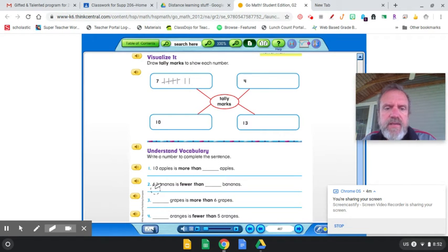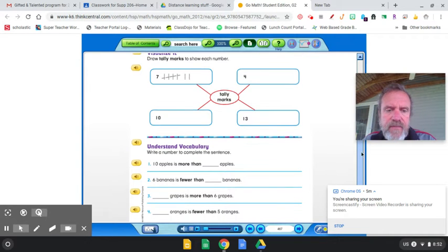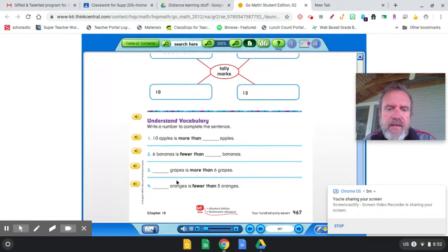6 is fewer than blank bananas. You could put any number that's bigger than 6. Blank grapes is more than 6 grapes, so any number bigger than 6. And the last one, number 4, is oranges is fewer than 5 oranges. So you need a number that's fewer than 5, which is smaller than 5.